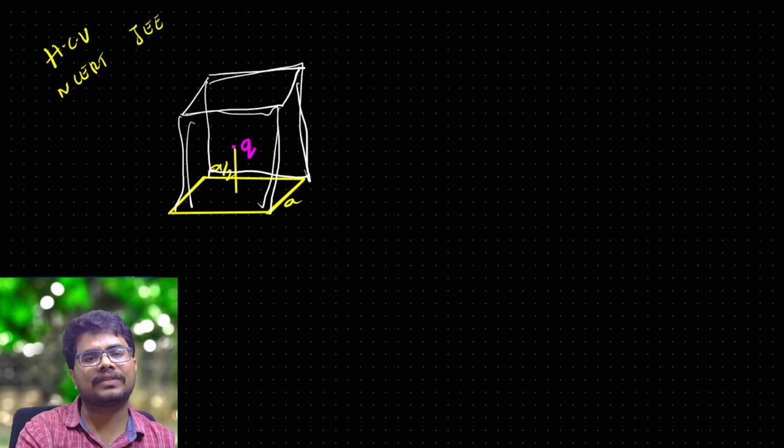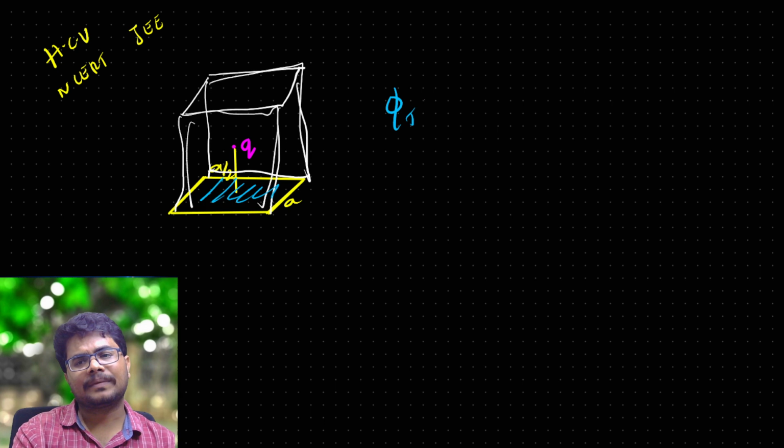What flux are they asking for? The flux through this one square sheet only. The total flux is Q by epsilon naught. The flux due to this face is Q by 6 epsilon naught.